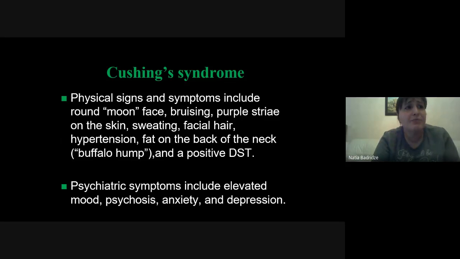The psychiatric symptoms associated with this disorder are elevated mood, psychosis, anxiety, and depression. So sometimes we can be confused with bipolar disorder, if the patient has Cushing syndrome but might have a manic state at the same time. So we need to differentiate between bipolar disorder and Cushing syndrome. Of course, we have to exclude Cushing syndrome and then turn to bipolar disorder, because symptoms are similar in Cushing syndrome and bipolar.